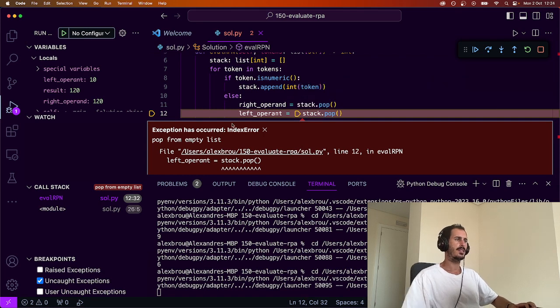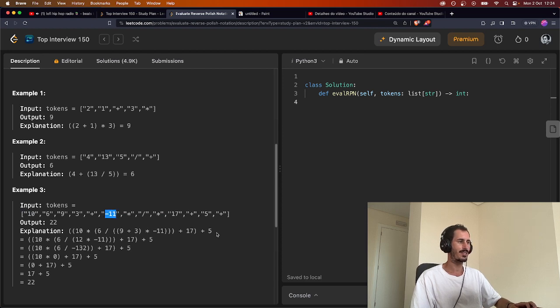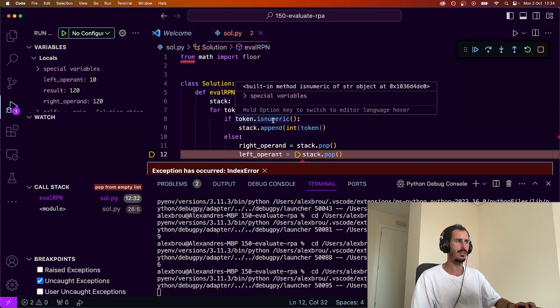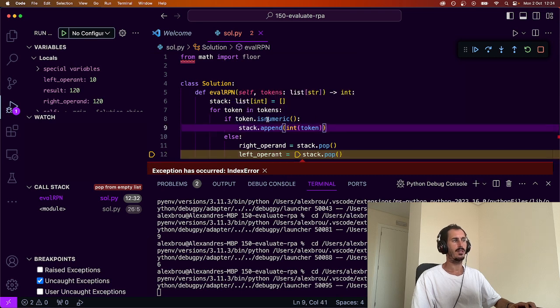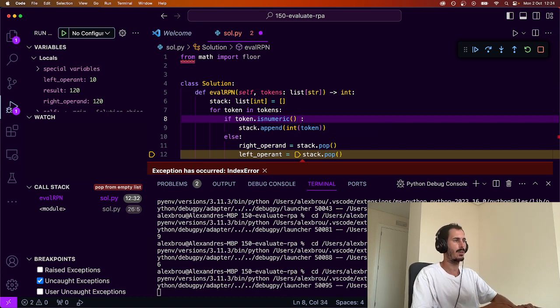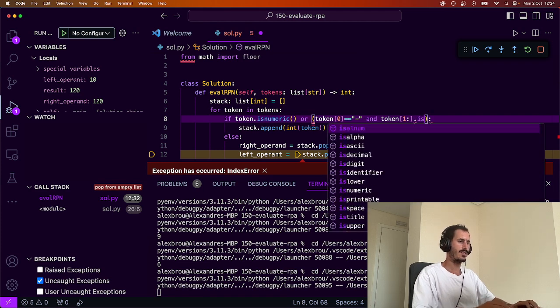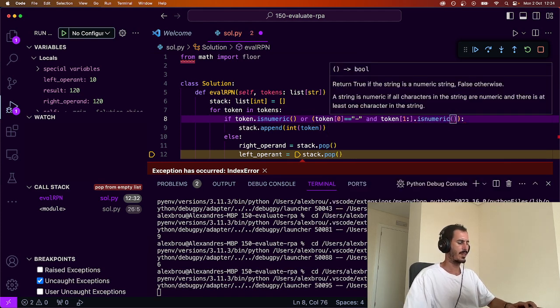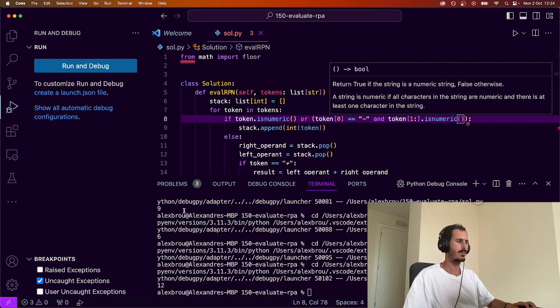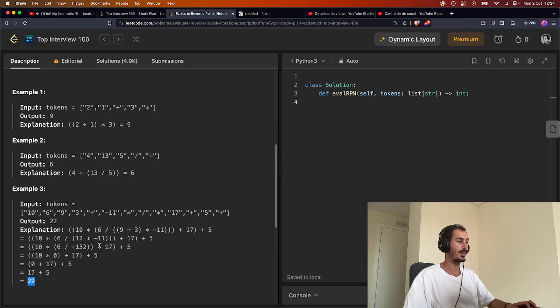Okay, pop from an empty list. What's the issue here? The issue is that we have negative numbers. When we try to check if a negative number is numeric, my computer says no. So we need to add the case of token's first character equals a negative sign and the rest of the token is numeric. So now if we run this, we get 12, which is not what we want. We want 22.